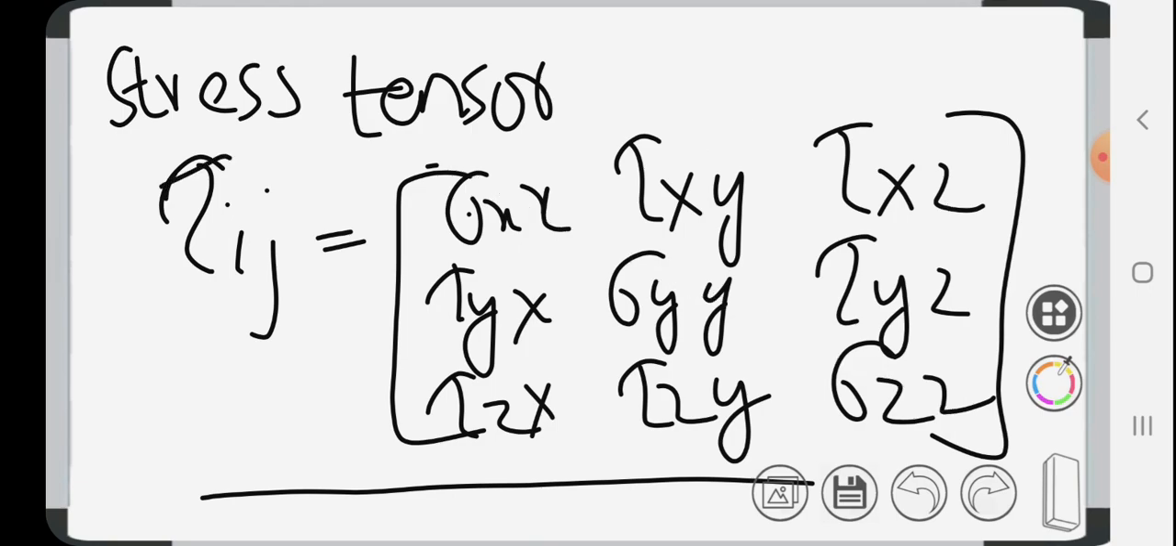So tau ij is the stress component. Stress ij, where i and j vary; it may be x or y. So tau ii means a normal component, tau ij is a shear component. Because if the subscripts are the same, it means a normal component, because it is acting on the same plane in the same direction. If it is acting on the x plane in the x direction, that is the normal component only. Okay, so that's the idea.